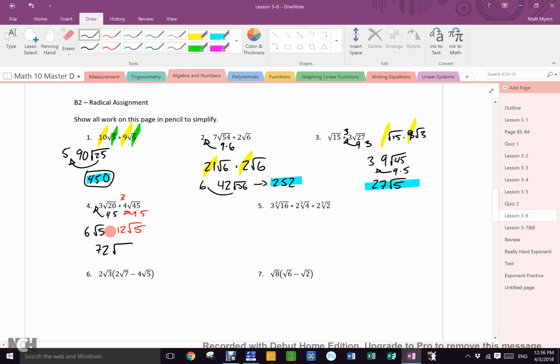What's 6 times 12? 72. Root, what's 5 times 5? Don't I know the square root of 25? 72 times 5. What's 70 times 5? 350. What's 2 times 5? 10. 350 plus 10? 360.